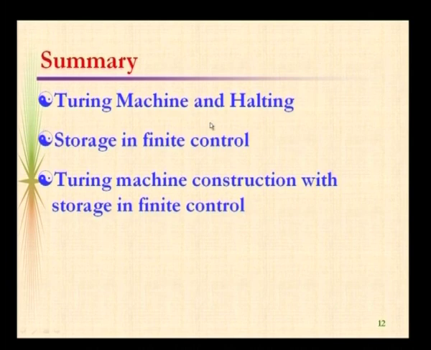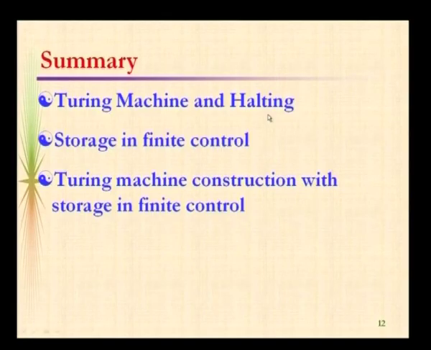To summarize, as far as this episode is concerned, we have seen the Turing machine and its halting property, that is, when it halts and when it is not halting. And also we have seen one simple facility which is provided by the storage on the finite control. Another important point to remember is that just because of introducing storage onto the finite control, we can't expect that the power of the Turing machine is increasing. The language is going to be recursively enumerable only, irrespective of whether we have storage on the finite control, no storage, or n number of locations on the storage.